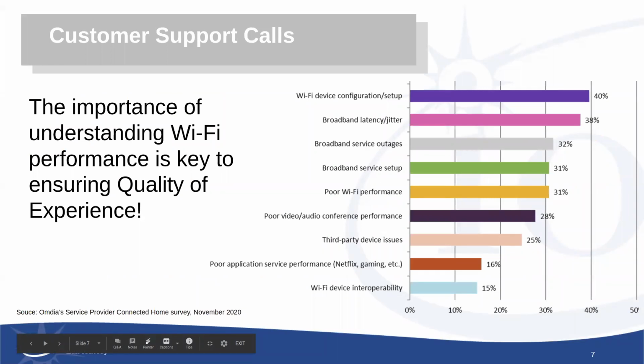This information came down to us from Omdia's service provider survey that was conducted this year for the Connected Home division of the Broadband Forum. What I'm trying to share with you here is how important Wi-Fi and Wi-Fi related issues are. Configuration setup, Wi-Fi performance. When we look at things like broadband latency and jitter, those are parametrics that sit behind Wi-Fi. Poor audio or video conference performance is also impacted by Wi-Fi.